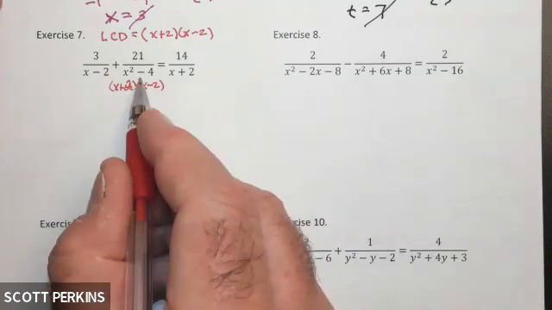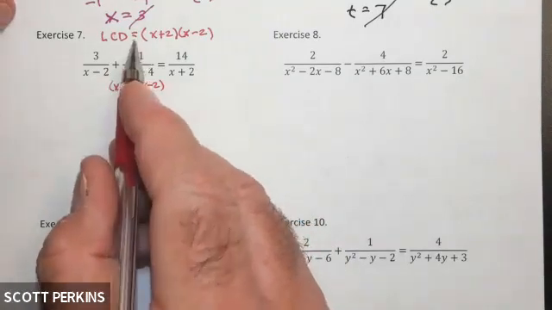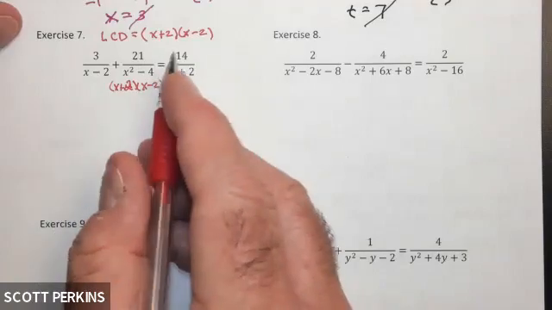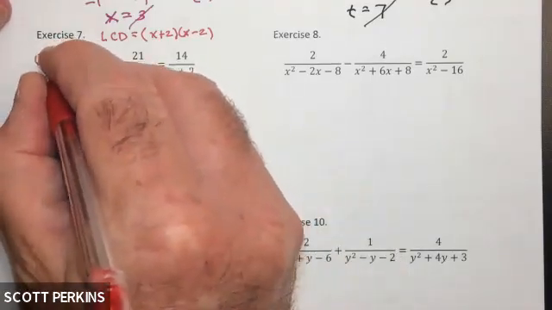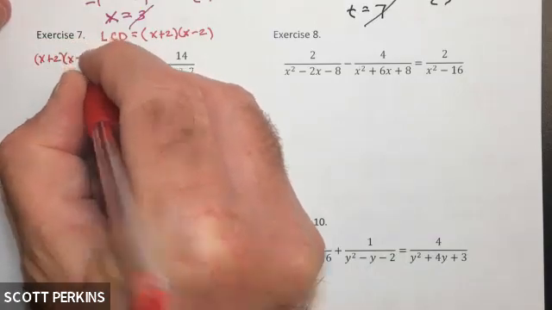So I factored the middle denominator, got x plus 2, x minus 2, which gave me a common denominator of x plus 2, x minus 2. So I'm going to write that in right now. Keep working. I know that you're probably still working there. So just letting you know what I'm doing.